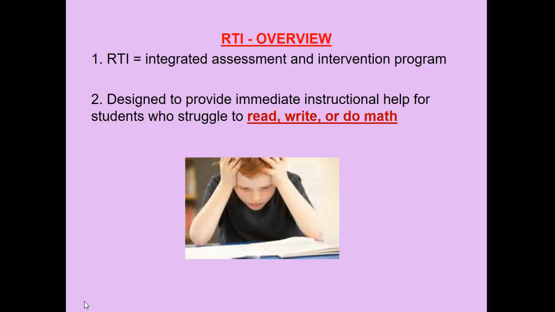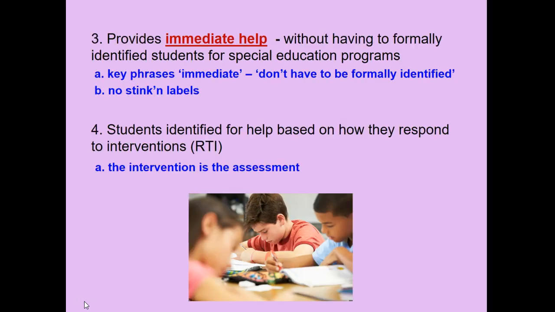Immediate help for reading, writing, and math, all three of these. It provides that immediate help without students having to be formally identified. The key phrase is immediate. They don't have to be formally identified. You don't have to put any labels on them. Students are identified then for help based on how they respond to research-based interventions, response to intervention.